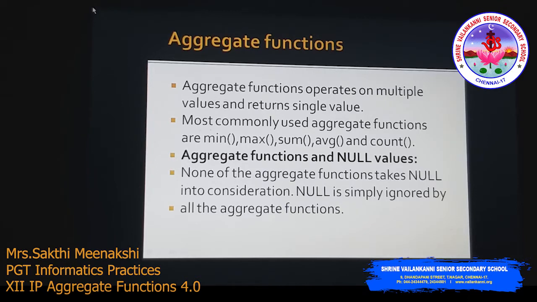Okay, aggregate functions and null values. This is a very important concept. None of the aggregate functions takes null into consideration. Null is simply ignored by all the aggregate functions. Null is not 0. It is an unknown value. So any operation on a null value will not be considered. If you are counting a column which has a null value, that null value will not be counted. If you are applying the sum function, it will not consider the null value, it will just be ignored.